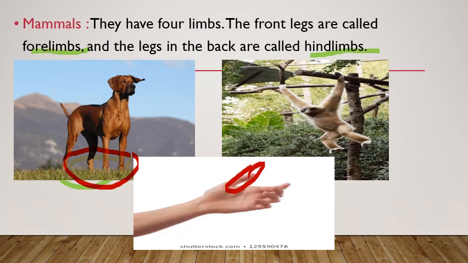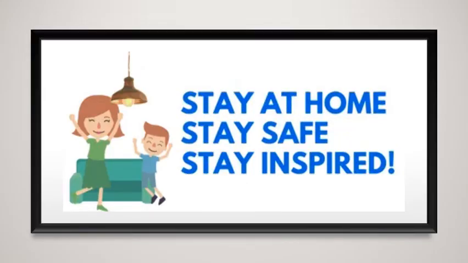Now this is about locomotion and the limbs of the different groups of animals. That ends the first video of this first chapter, animal groups. In the second video, I will tell you about the other things related to the different animal groups.